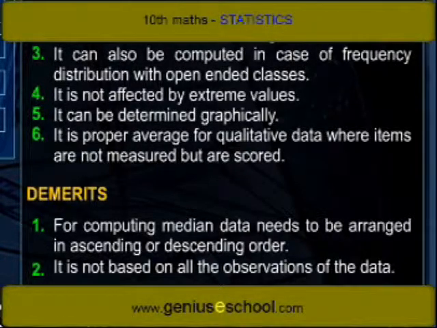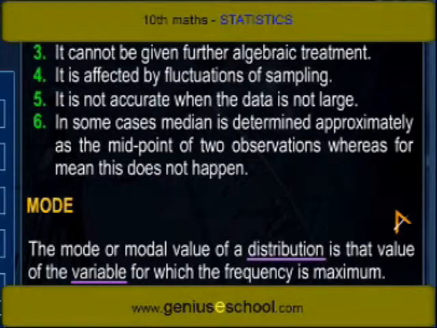It is a proper average for qualitative data where items are not measured but are scored. Demerits. For computing median, data needs to be arranged in ascending or descending order. It is not based on all the observations of the data. It cannot be given further algebraic treatment. It is affected by fluctuations of sampling. It is not accurate when the data is not large. In some cases, median is determined approximately as the midpoint of two observations, whereas for mean this does not happen.